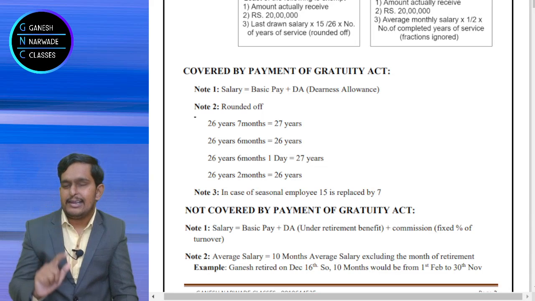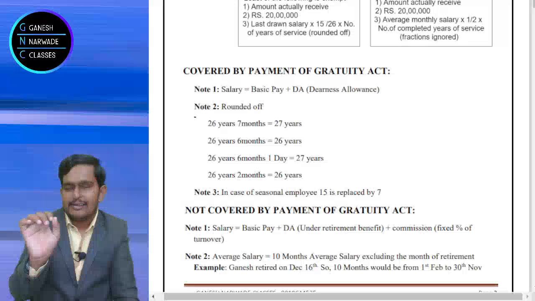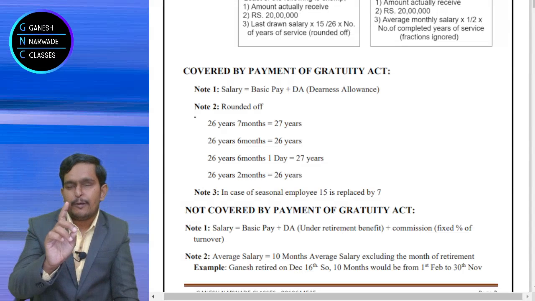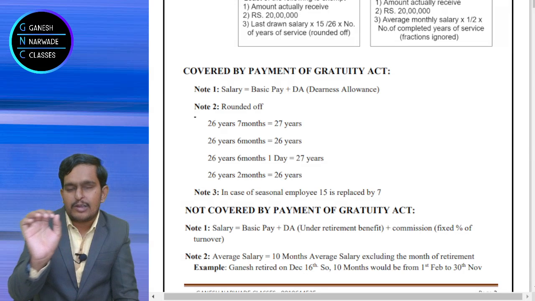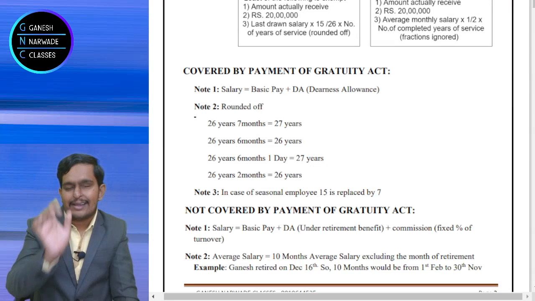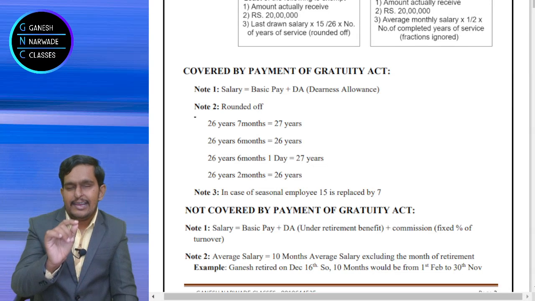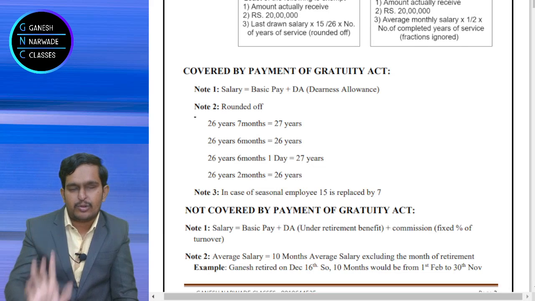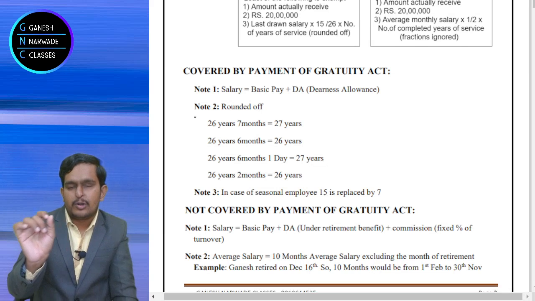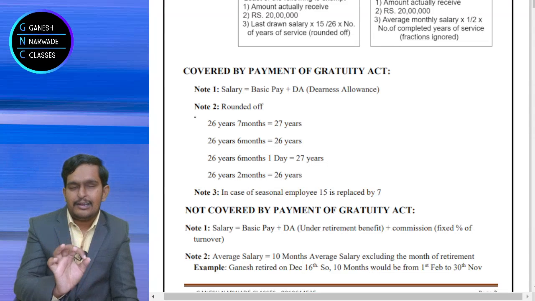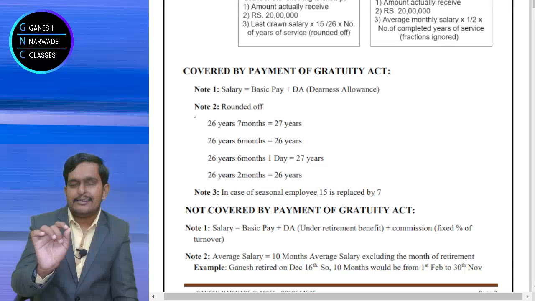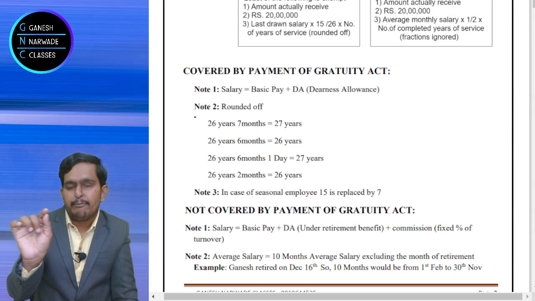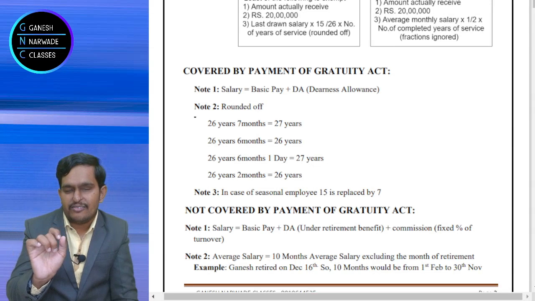Come on, again repeat. Covered by Gratuity Act. So what they said, least of the following 3 is exempt. First one, what is it? Actual amount of gratuity. Second one, 20 lakhs statutory limit. If any exempted amount is there, you can deduct from 20. Third one, last drawn salary. Salary is equal to basic pay plus DA into 15 by 26, and for seasonal 7 by 26, into completed years of service rounded off.